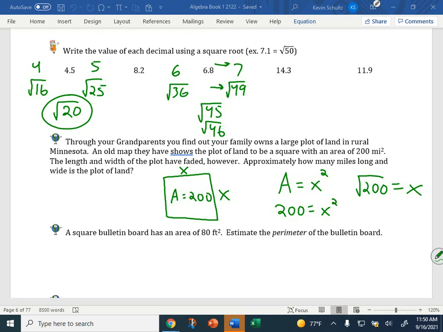Next one, a square bulletin board has an area of 80 feet squared. Estimate the perimeter of the bulletin board. So same situation. We've got this square. We're given the area, and we need to figure out the length and the width so that we can ultimately get the perimeter. So it's one extra step from what you had to do in the previous one. You're still finding the root of 80, right, to get what that length and the width would be, but then the extra step, use that to get the perimeter, that distance around.